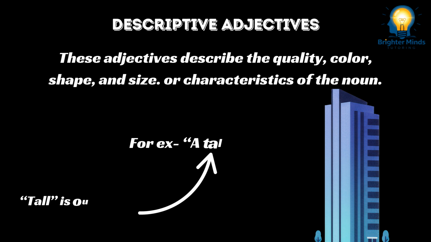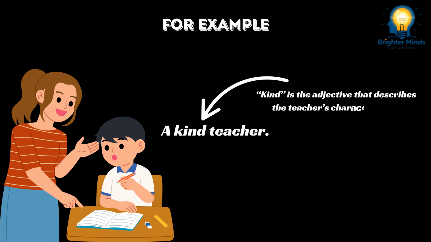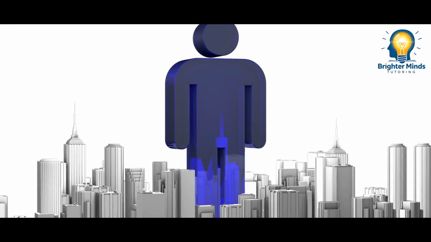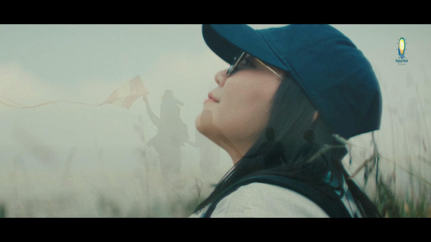The first type is descriptive adjectives. These are the most common kind. They describe the quality, color, shape, size, or characteristics of a noun. For instance, in a tall building, tall tells us the height. In a delicious cake, delicious describes the taste. And in a kind teacher, kind shows the teacher's nature. Descriptive adjectives are powerful because they make sentences more expressive. You can describe someone's mood, happy, angry, excited, or even how something feels, soft, rough, or smooth.